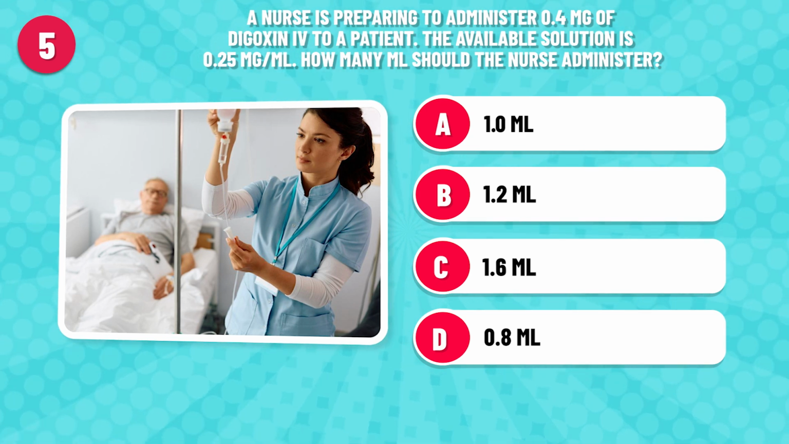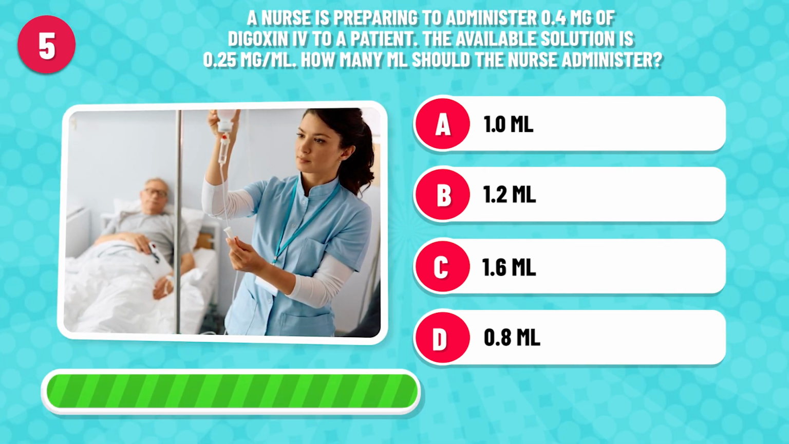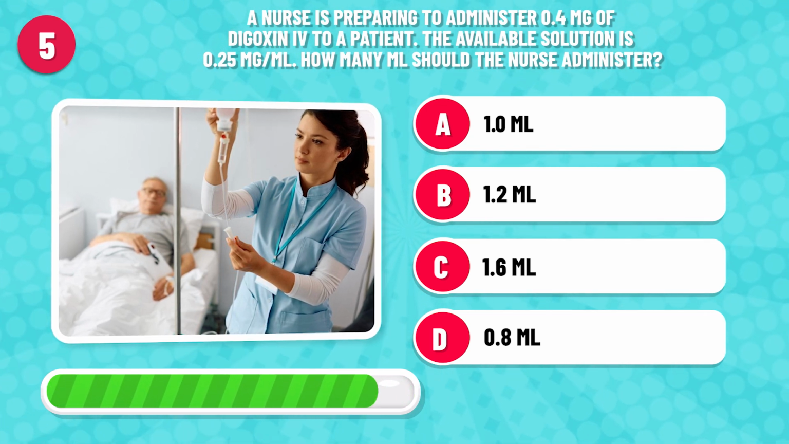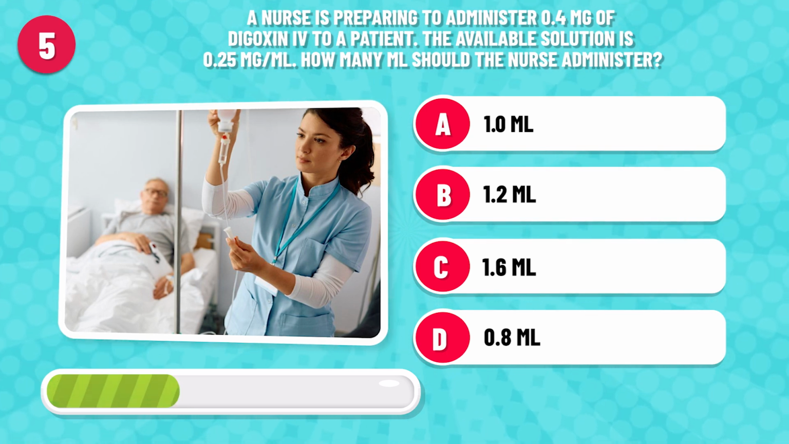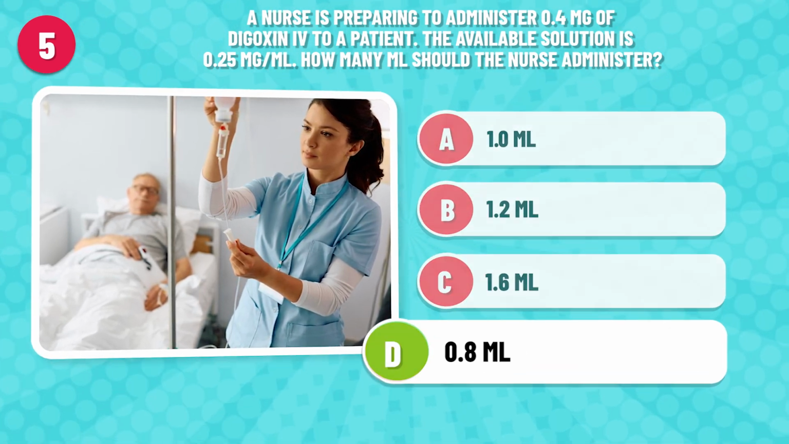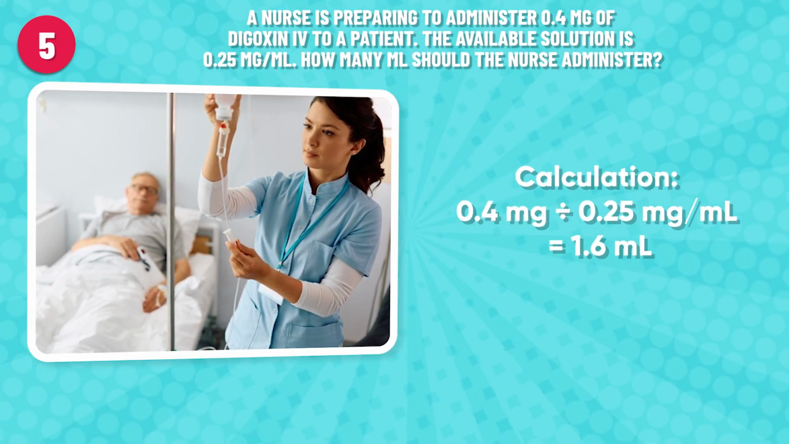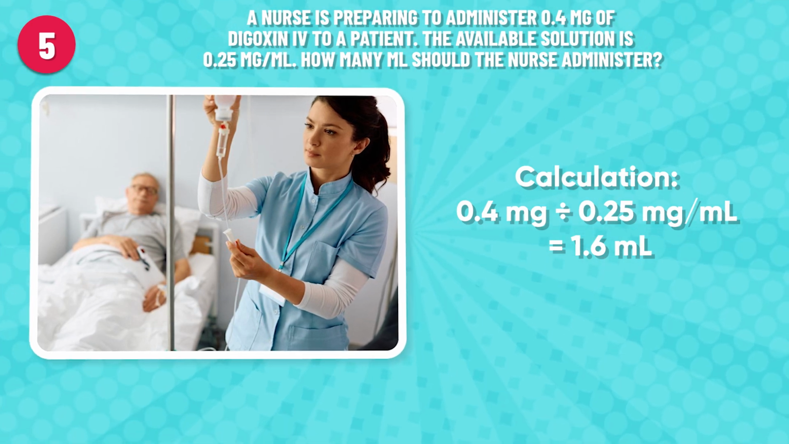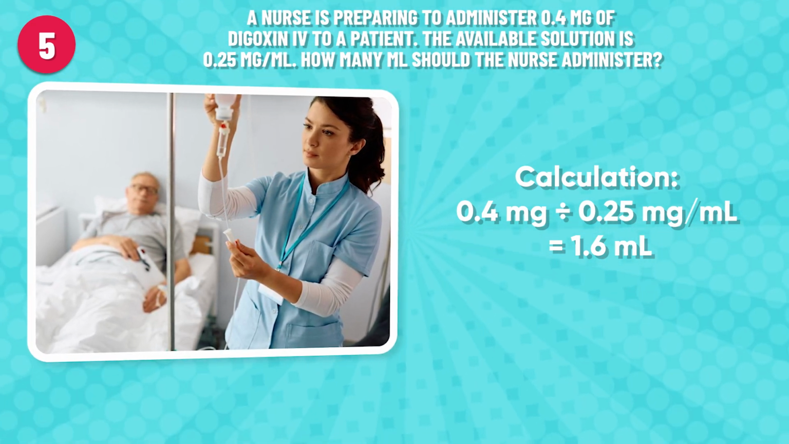A nurse is preparing to administer 0.4 milligrams of digoxin IV to a patient. The available solution is 0.25 milligrams per milliliter. How many milliliters should the nurse administer? It's D. 0.8 milliliters. Calculation: 0.4 milligrams divided by 0.25 milligrams per milliliter equals 1.6 milliliters.